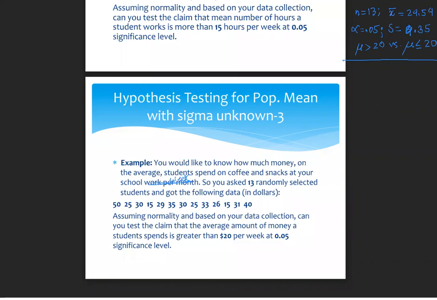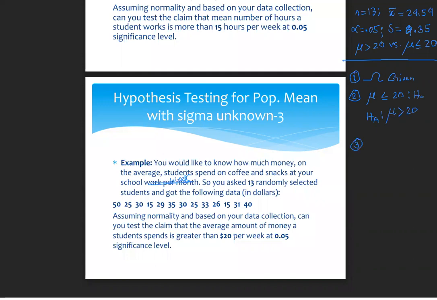Okay, so now your number one is bell shape. It says problem. Okay, given. Number two, mu is less than or equal to 20. That's your H naught. Okay, and H sub A is mu is greater than 20.